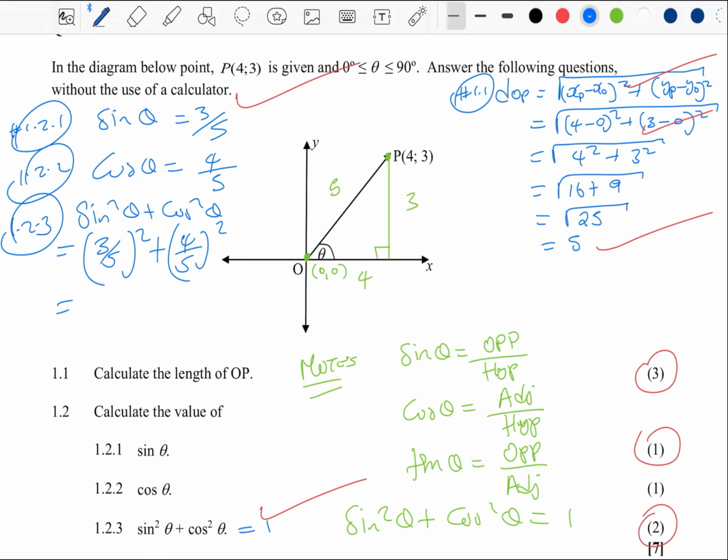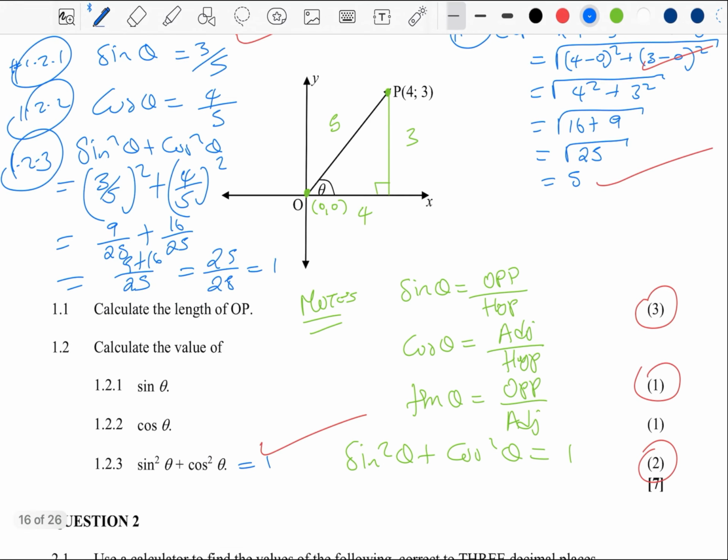And then from here, easy algebra. You're going to say 3 squared, which is 9, 5 squared, which is 25. And again 4 squared, which is 16, and 5 squared, which is 25. So 16/25. The lowest common denominator is 25. So 9 plus 16 is 25/25, and it's equal to 1. Great. So that's how you get your 2 marks, 1 mark and 1 mark for that.